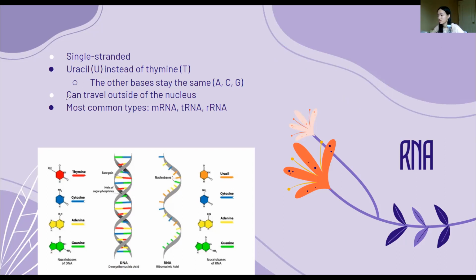And the RNA can travel outside the nucleus, or it simply exists outside the nucleus. Earlier, at the very beginning, I said that DNA lives inside the nucleus. However, RNA can move around through the cytoplasm to different ribosomes, or it literally just lives outside of the nucleus. And the most common types of RNA are mRNA, tRNA, and rRNA. I'll get more into that in the next slide.